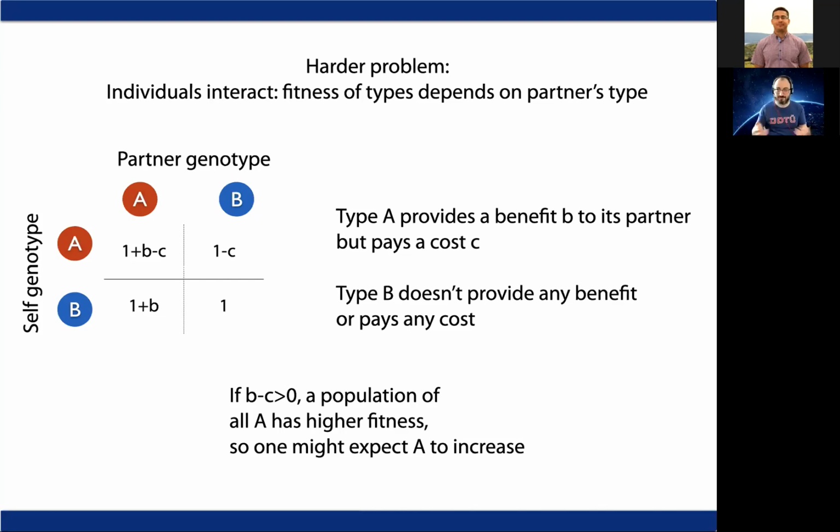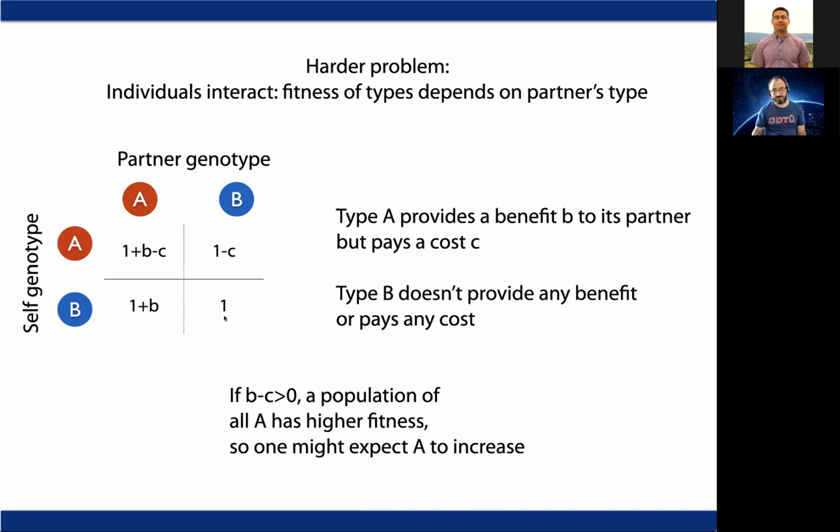Otherwise, everybody would provide benefits. So let's assume there's some cost C. B and C are both positive numbers in this scenario. That cost C is paid if your own type is A. Remember, A's give out the benefit, but that benefit is costly to them. It benefits someone else, but it's costly to them. And B's don't provide any benefit or pay any cost.